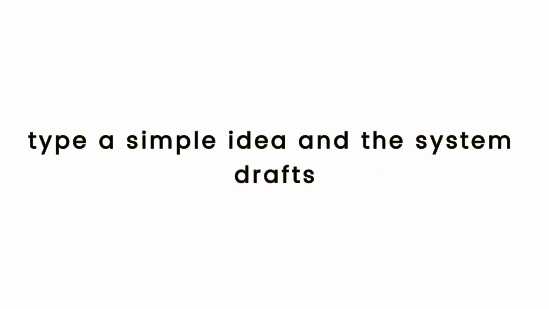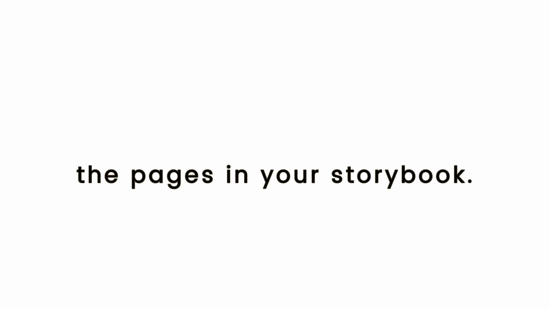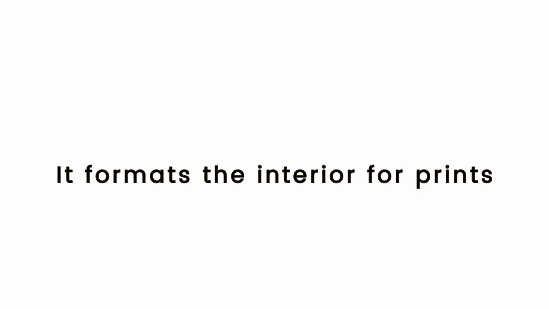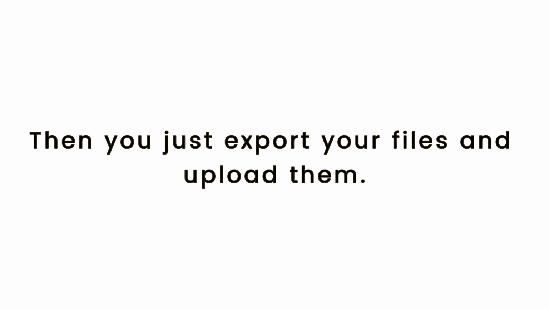If you want speed, this is built for you. You type a simple idea and the system drafts the story. You pick a style and the system locks the characters to look the same across all the pages in your storybook. It formats the interior for print and it builds a clean, professional book cover. If you need a small fix, you just regenerate and it will fix that page, the text, and the image all in one shot. Then you just export your files and upload them.